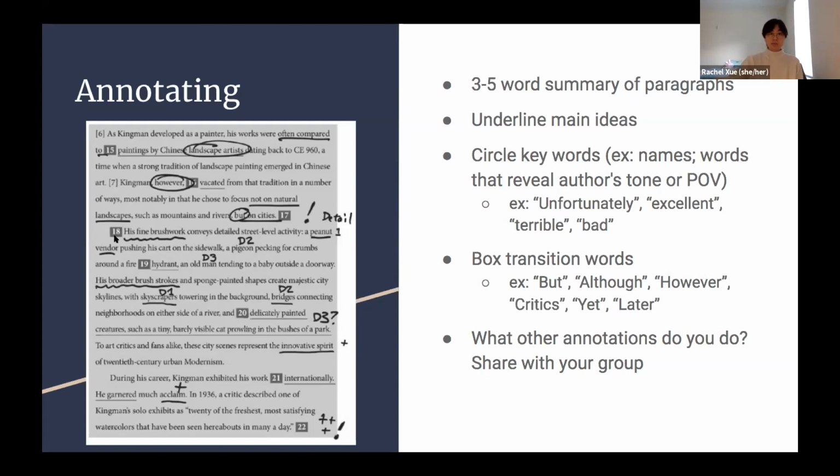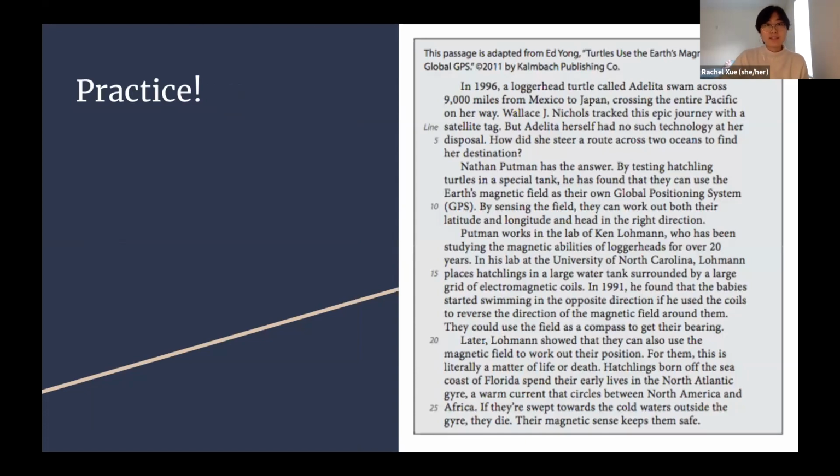So I want to do a practice passage with you guys to show you how I annotate. And if you like how I annotate, you can kind of model the way you do it off of that. This is a passage called Turtles Use the Earth's Magnetic Field as Global GPS.